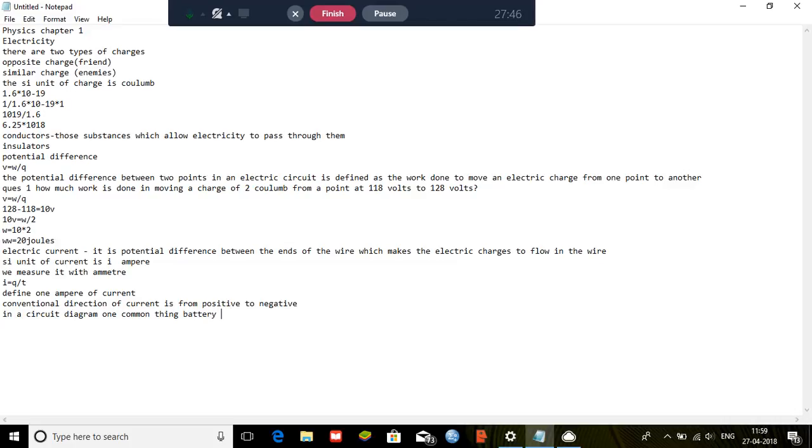Okay, so a question can come. Which device is used to maintain the potential difference in an electric circuit? Okay, so to maintain a potential difference in an electric circuit, what you need is a battery. Okay, a question can also come: which device is used to maintain a potential difference? So the answer is a battery. So what I'm saying is that in each and every circuit diagram, which is a working circuit diagram, we have one common thing which is there every time. Without that, a circuit diagram cannot work.